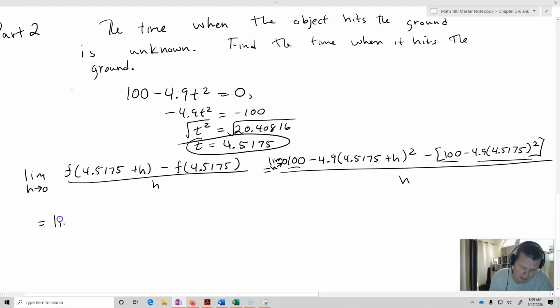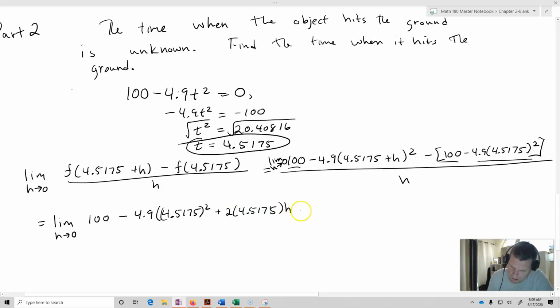So this is now going to be the limit as h approaches 0 of 100 minus 4.9 times, and I'm just going to write this as 4.5175 squared plus 2 times 4.5175 times h plus h squared, minus 100 minus 4.9 times 4.5175 squared.